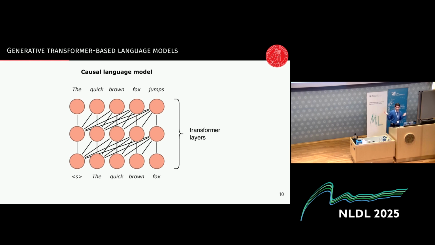Does anybody have an idea why we constrain the model like this? Why can't every word look into all the other words? Why is there this left to right constraint there? Right. Because you can't use the future information, because it would be some kind of leakage.